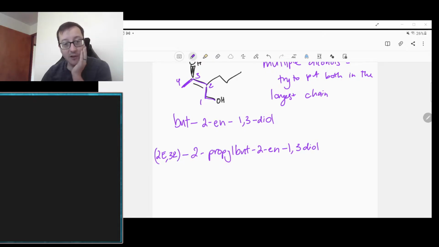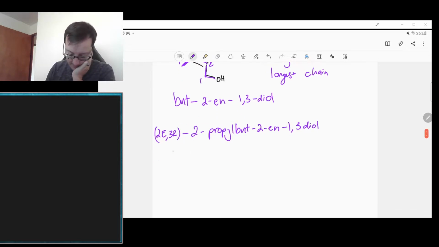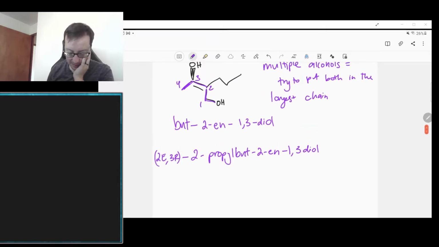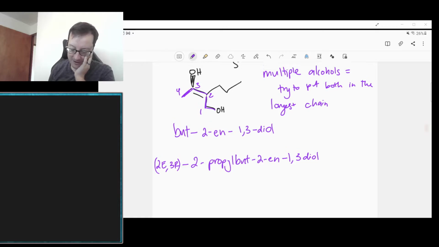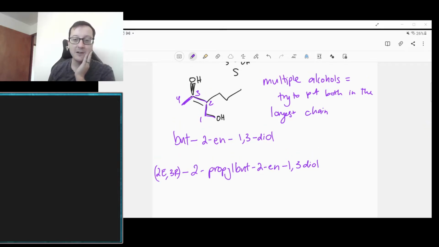We technically don't need to put the 2 there, but we'll do it for fun. And then our full name for this thing will be 2E,3R-2-propylbutene-1,3-diol. Should be a hyphen there. So, naming these is much the same as naming regular compounds. We just are adding in the OL suffix. So at the end of the molecule, our parent name is the alcohol. And if we had 3 of them, it would be triol.